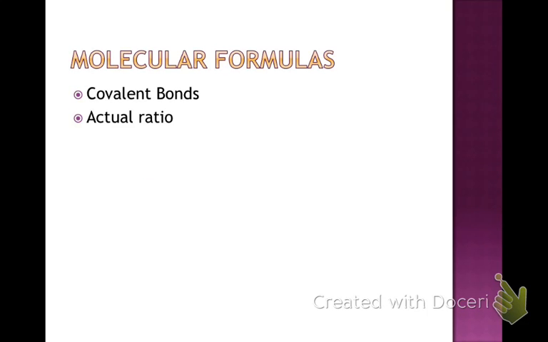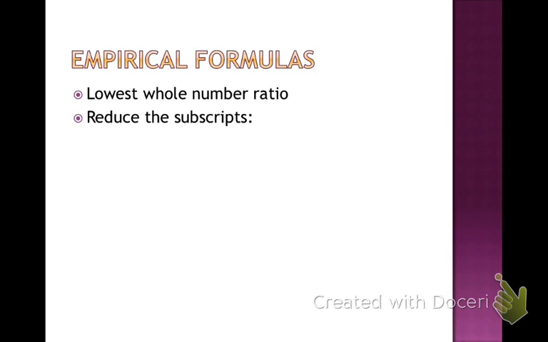So molecular formulas, we've seen them before. They're covalently combined, or they have covalent bonds, and they show you the actual ratio. They show you how many carbons, hydrogens, oxygens, and other elements are listed in that compound. Empirical formulas are actually just going to be the lowest whole number ratio. So we're going to reduce down the subscripts.